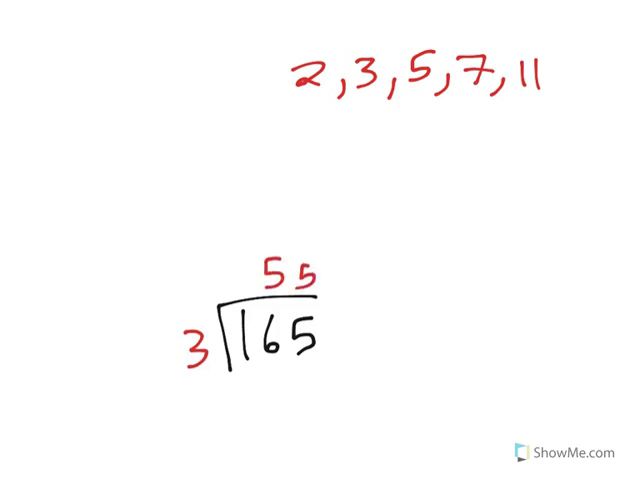55 times. Okay, does 2 go into 55? Nope. Does 3 go into 55? Nope. Does 5? Yes, it does. 11 times. Well, we have a prime number, so we could stop. So the prime factors of 165 are 3 times 5 times 11.